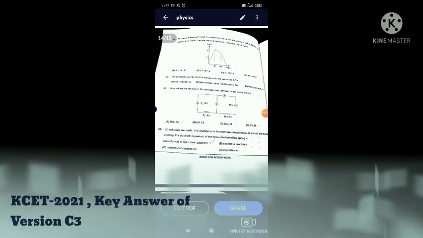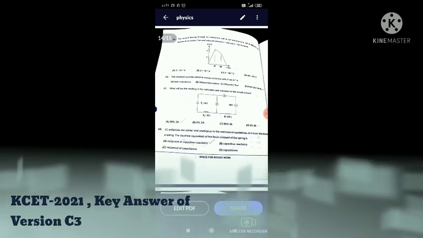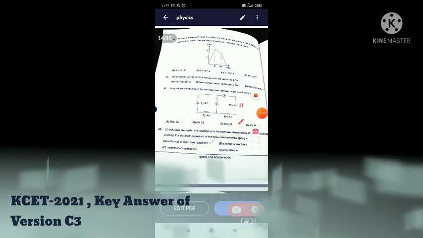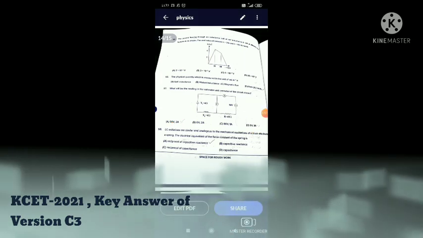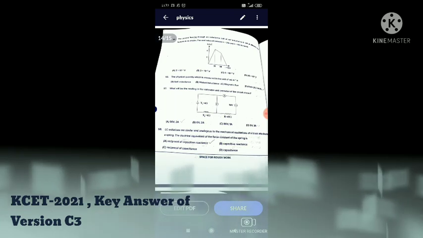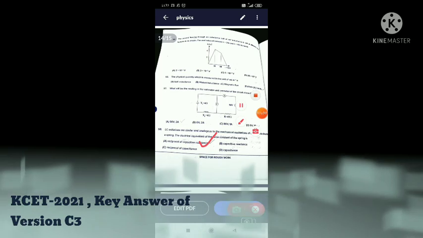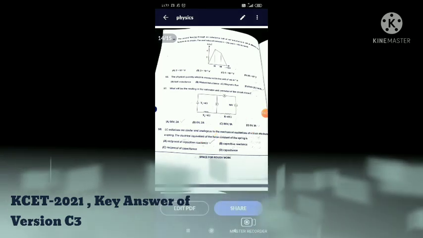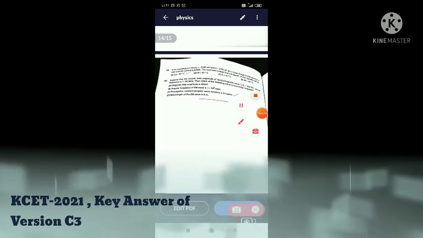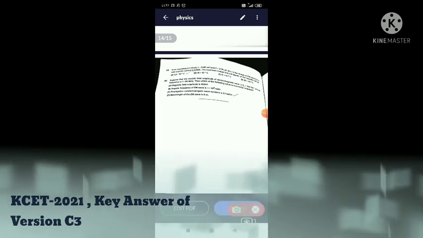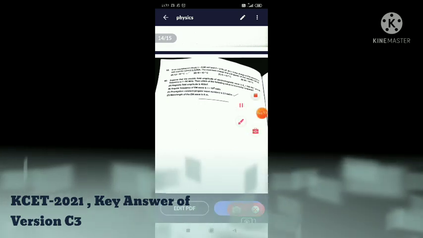Next we will move to the 57th. What will be the reading in the voltmeter and ammeter of the circuit shown? The correct answer is 9 volt and 2 ampere. Next, 58: LC oscillations are similar and analogous... For this 58th question, the correct answer is answer A, reciprocal of capacitive reactance. Next we will move to the 59th question. The 59th question says that in an oscillating LC circuit, L is equal to 3.0 mH. The correct answer is answer A.